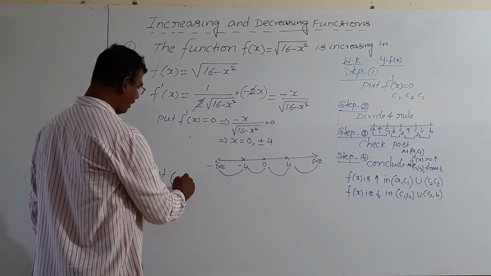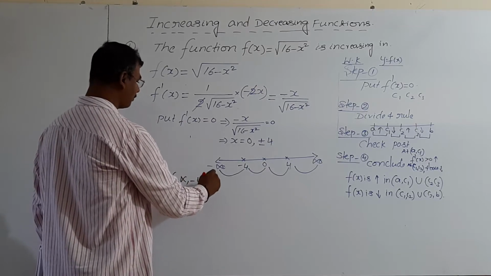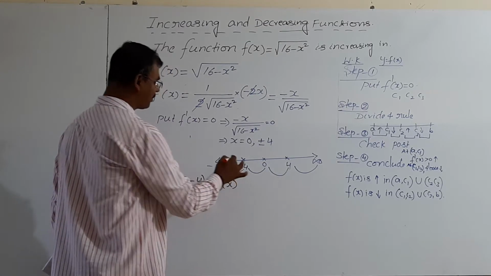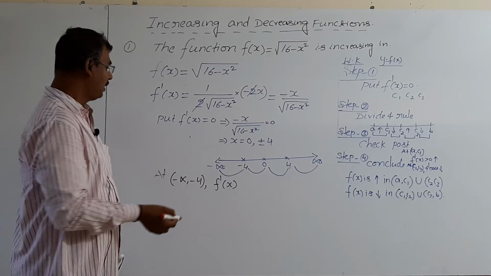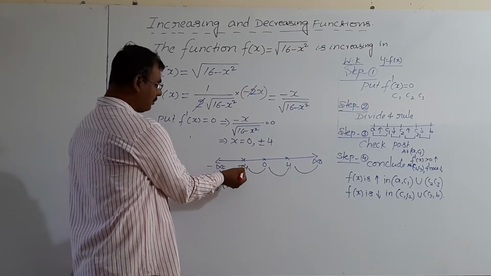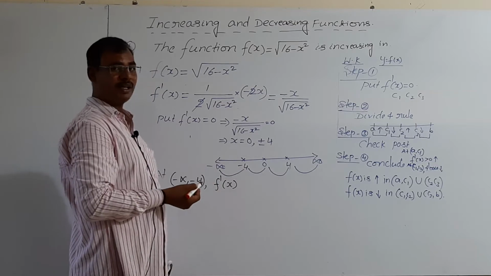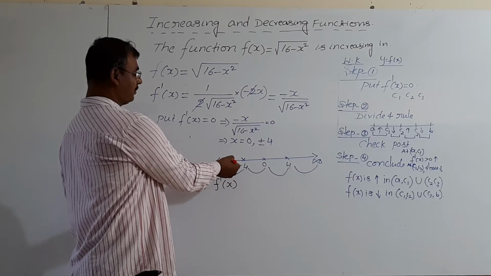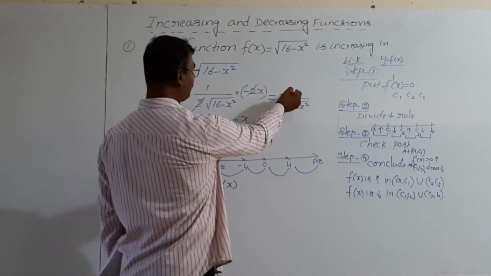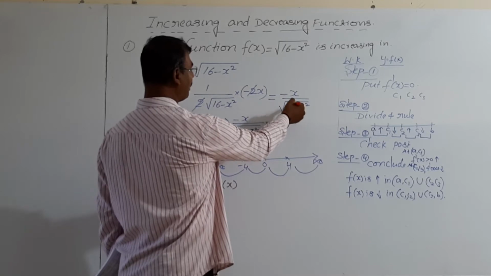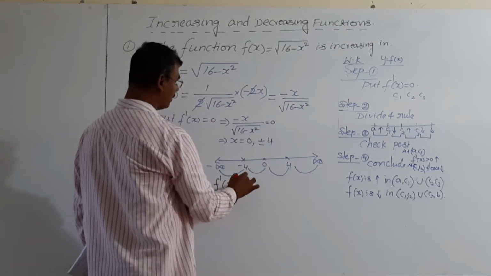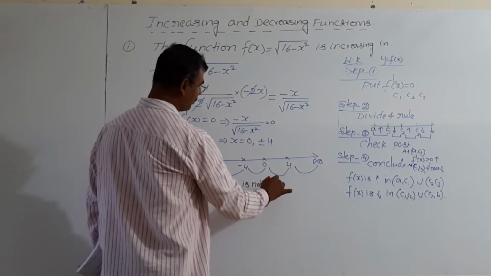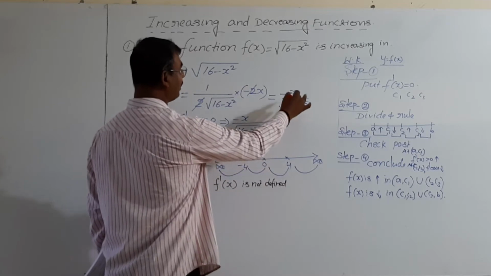For minus infinity comma minus 4, what is f dash of x? Is it positive or negative? Check. If I take any number, say minus 5, which is beyond minus 4, and substitute it, it is not defined. Why? Because it becomes a complex number.